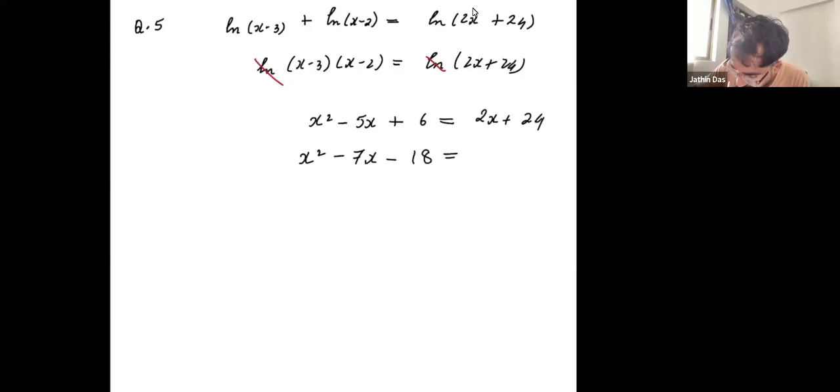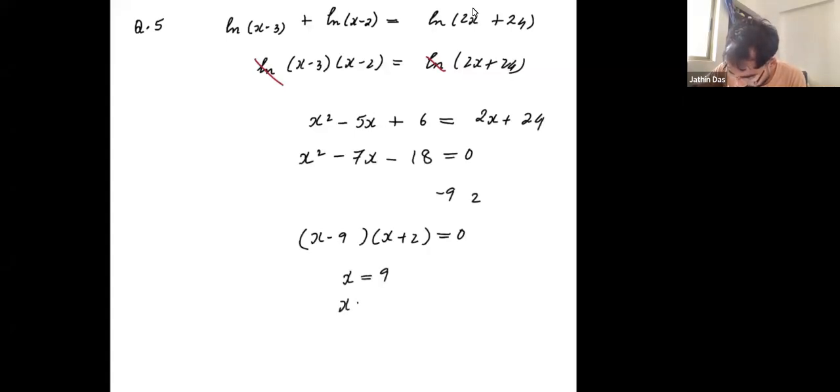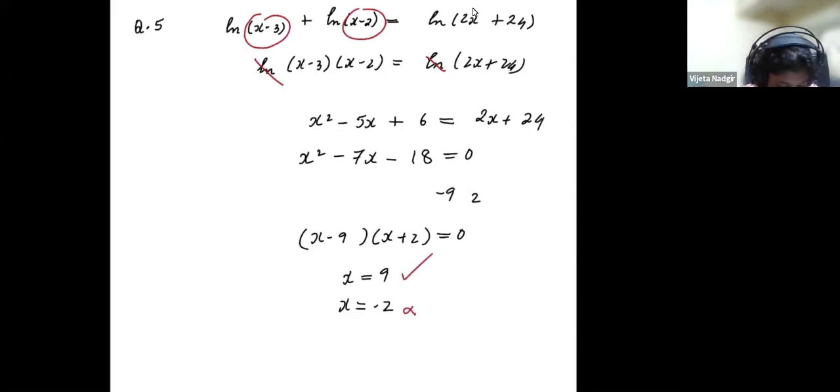x² − 7x − 18 is equal to 0. So this is minus 9 plus 2. So (x − 9)(x + 2) is equal to 0, correct? So x is equal to 9 and x is equal to −2. Minus 2 is not possible, I guess. So x is equal to 9 is the answer.